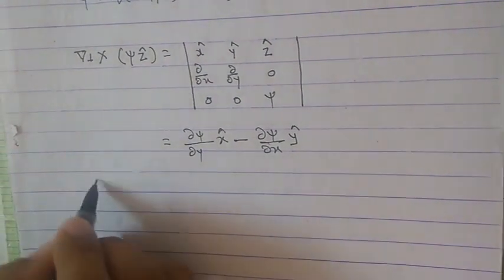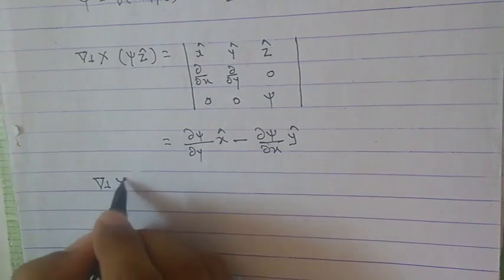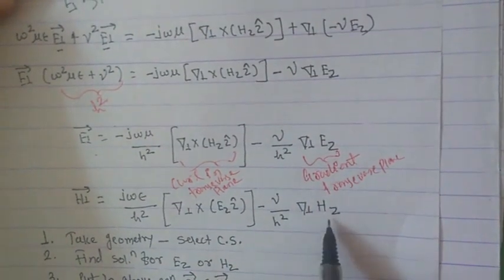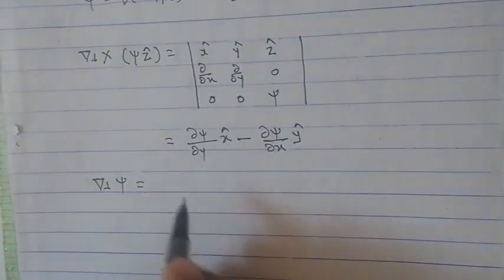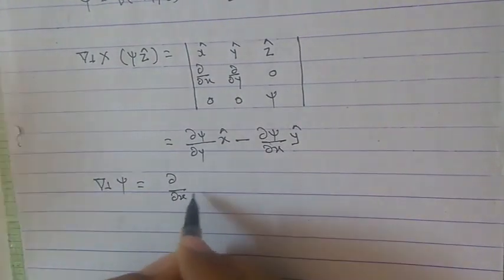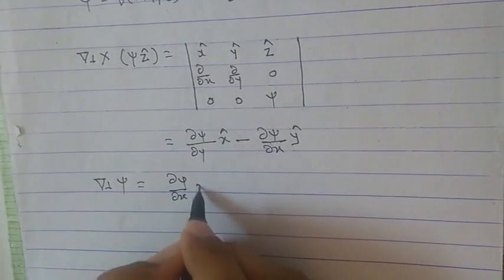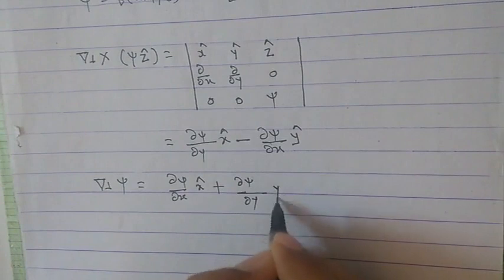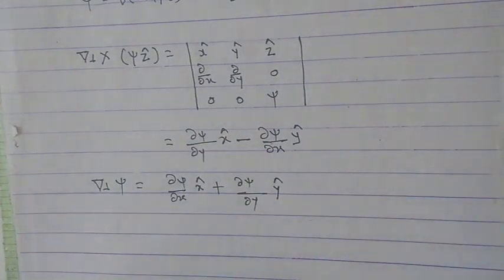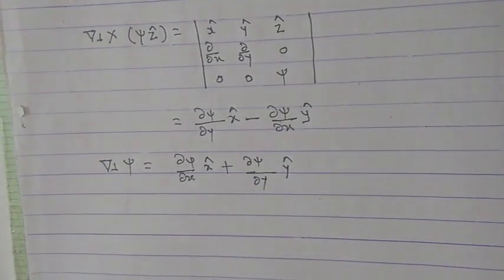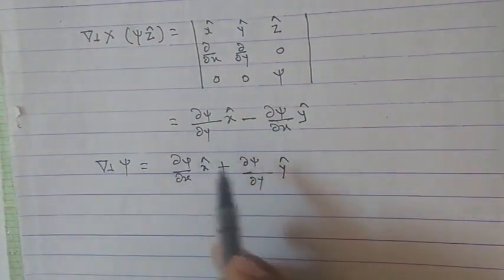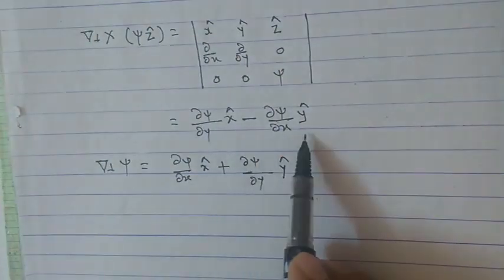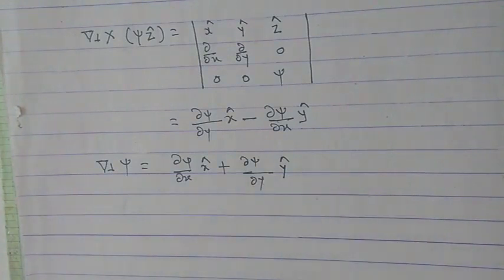Now, let us obtain the general solution for the gradient, del transverse of psi. Psi may be Hz or psi may be Ez. So del transverse of psi will be del psi by del x of x, and del psi by del y of y. Z will be 0. So we have obtained the general solution for curl and gradient. Now you can see, we said that these will lie in a transverse plane. So it is clear that both the curl and gradient are lying in the transverse plane.